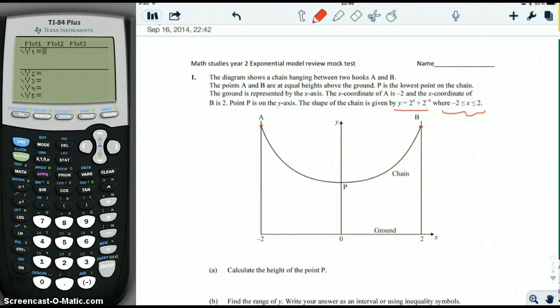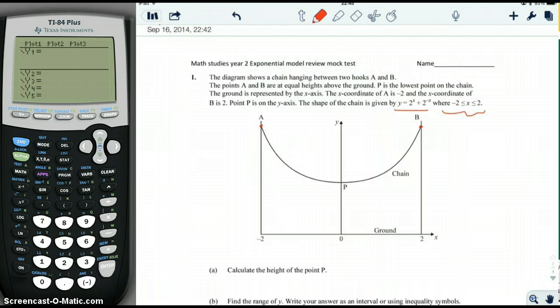This is the solutions for the review test. The first problem is a little bit different than the problems we've done, but the approach is the same. Don't get scared by the fact that it is not an exponential function plus a constant.